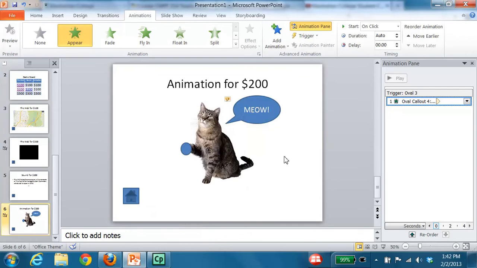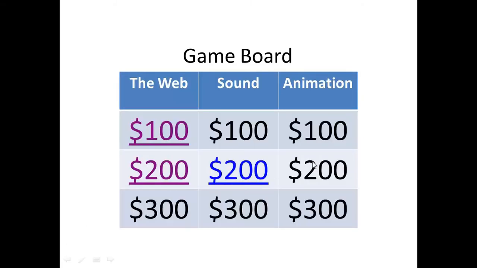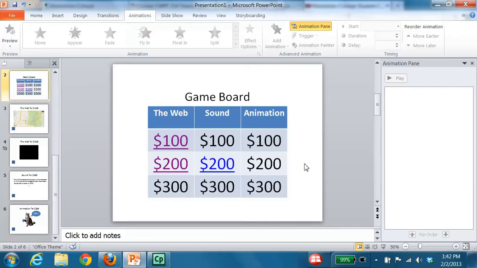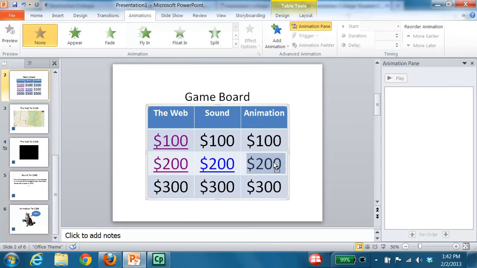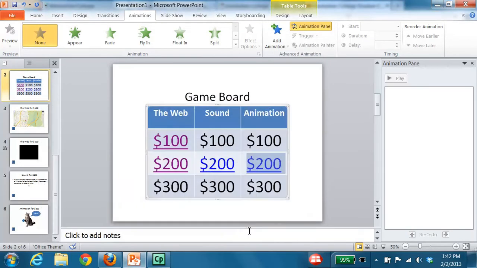We can try this out right now. Do Shift F5 to start from that slide, click the oval, and the meow appears. It's always good to double check the home screen too. And we might as well hyperlink the animation 200. So we'll highlight the 200, right click, hyperlink, and choose animation for 200.